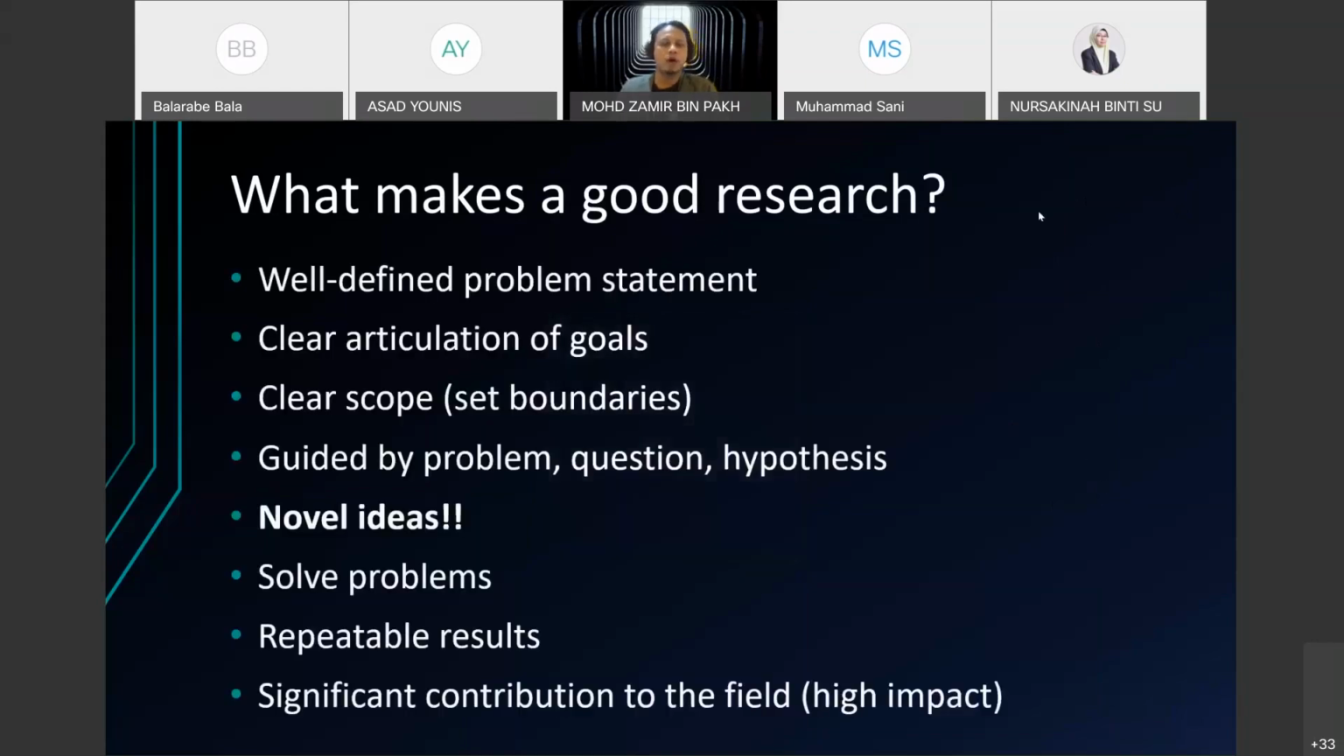So what makes a good research? This is not the whole points though. So you have got your points already, and those are correct. And this is among the points that makes a good research. So first one, you have to start with a well-defined problem statement. So often I see postgraduate students, they start research without a clear problem statement.